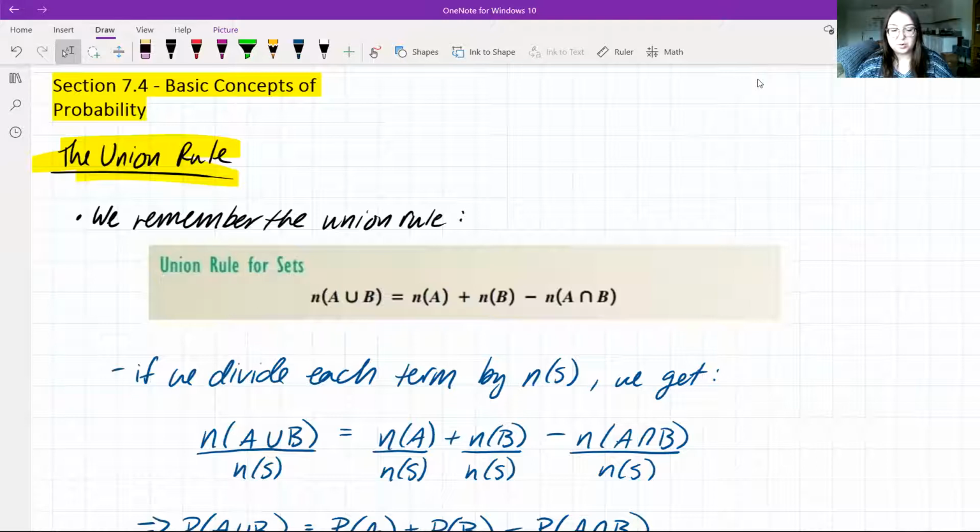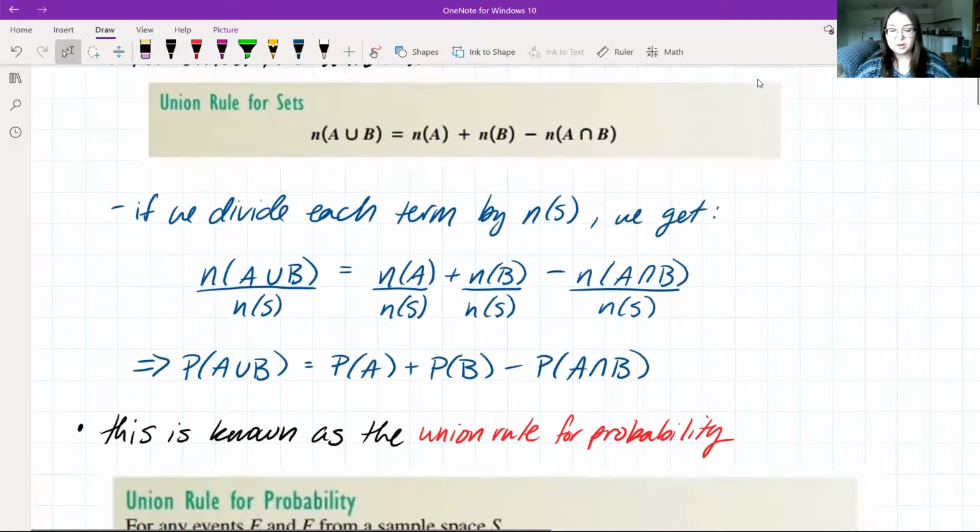We remember the union rule for sets: the number of elements in A union B is equal to the number of elements in A plus the number of elements in B minus the number of elements in A and B. If we divide each term by n(S), our sample size, we get the number of elements in A union B divided by our sample size is equal to the number of elements in A divided by our sample size plus the number of elements in B divided by our sample size minus the number of elements in A and B divided by our sample size.